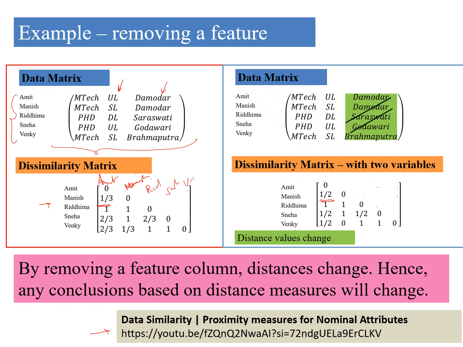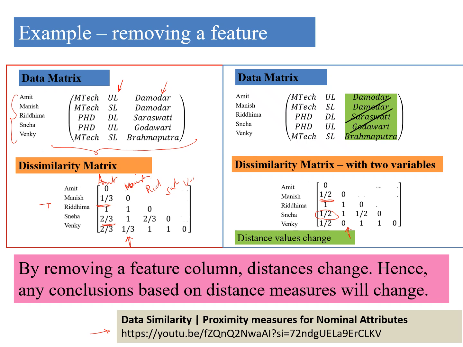Similar differences we can see here. This is reduced. Amit with Sneha was 2 by 3, but after removing the column, it becomes 1 by 2, so it has reduced. Similarly, at this position, this 1 by 3 becomes 0. So distance has become 0. So what do we see? By removing a feature column, distances change. So any conclusions based on distance measures will also change.